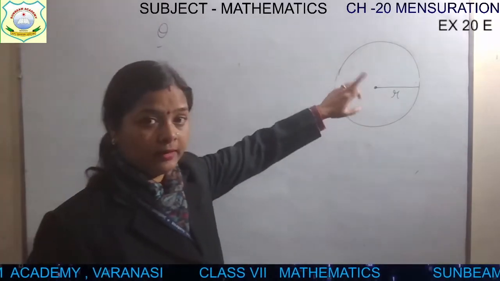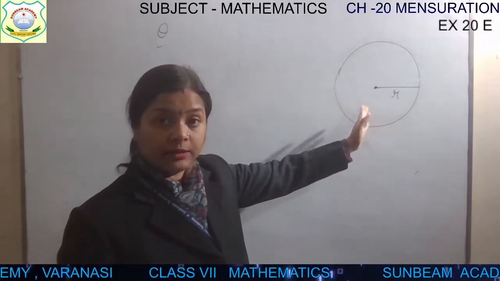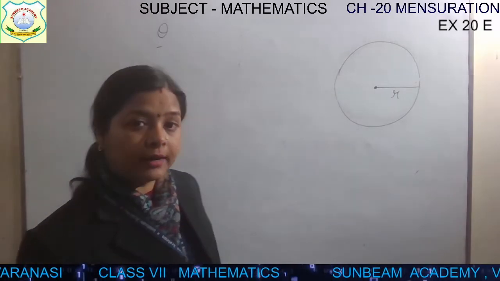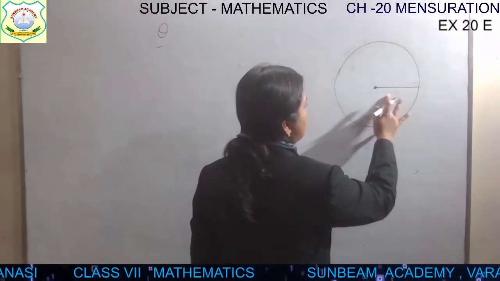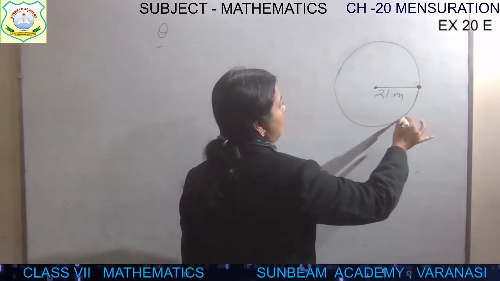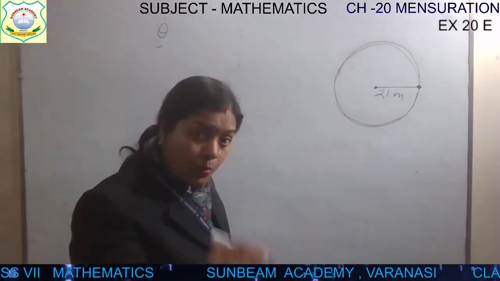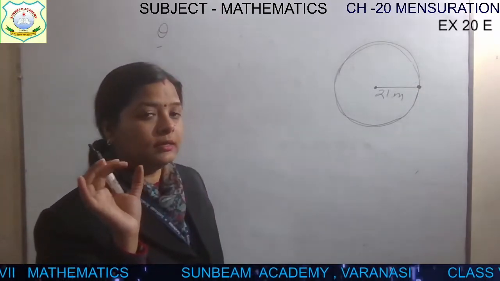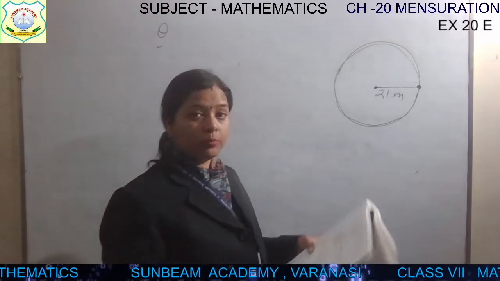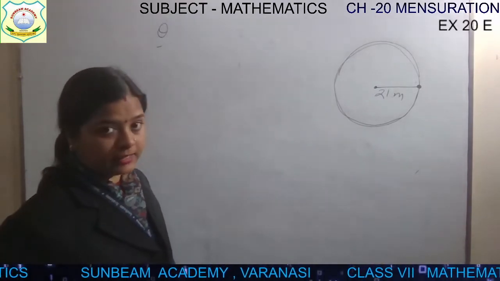There is a circular field, and how long will a man take to make a round of this circular field having radius 21 meter? If he starts from here, then how long will he take to make one round? How much time will it take to make one round? If he is cycling at a speed of 8 kilometer per hour. This is question number 8 children.